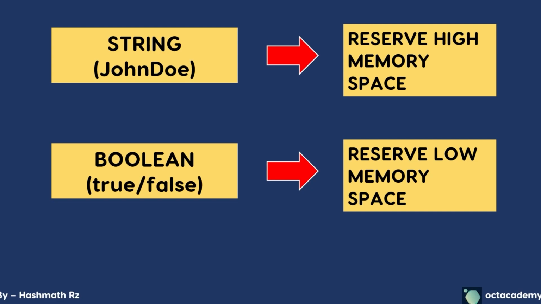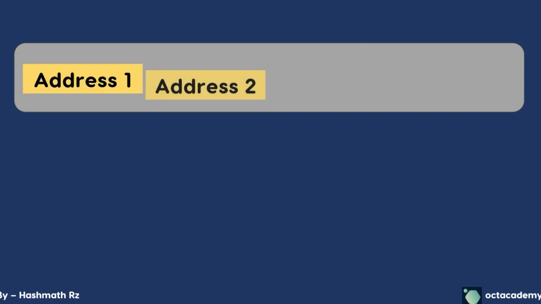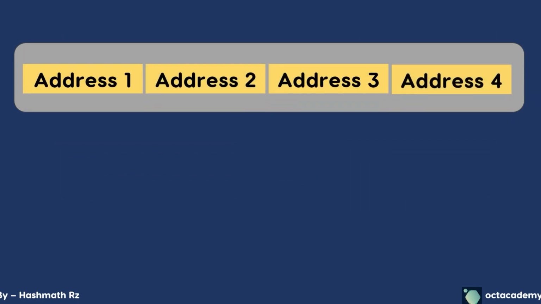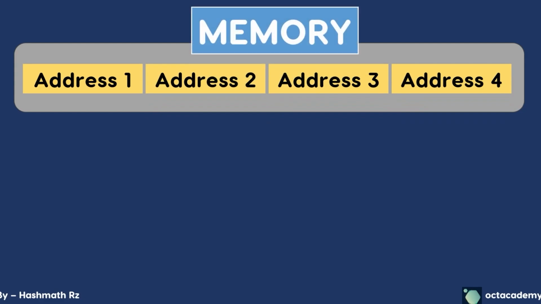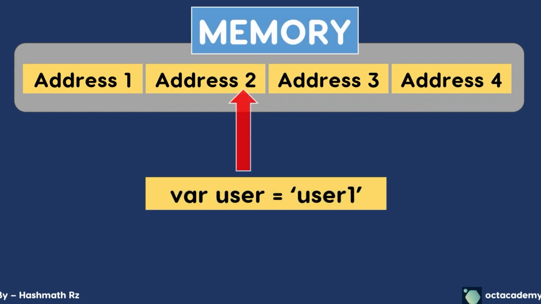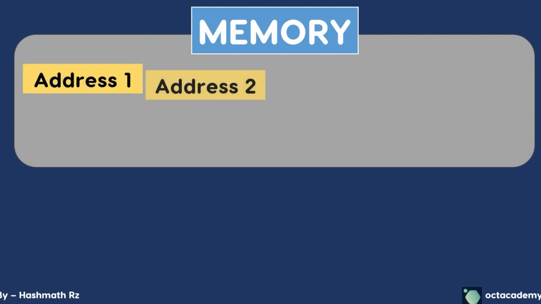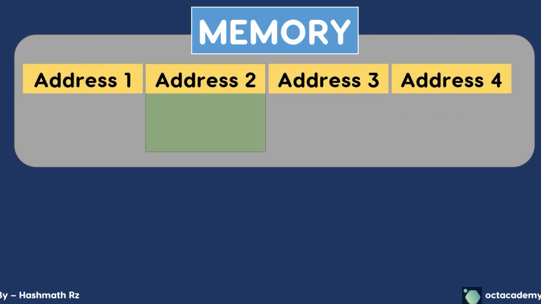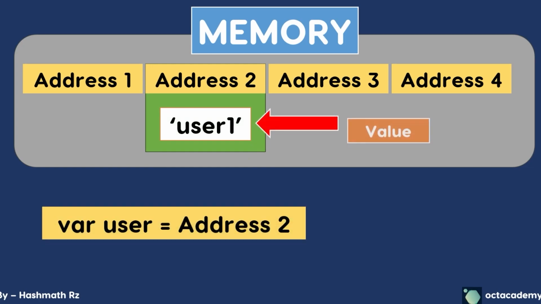So you can think of memory as a series of boxes, each with a unique address. When you declare a variable, the JavaScript engine assigns the value of the variable to a memory box, and the variable name is mapped to the address of that memory box. When you reference a variable in your code, the JavaScript engine looks up the address of the memory box that is associated with the variable name and retrieves the value that is stored in that memory box.